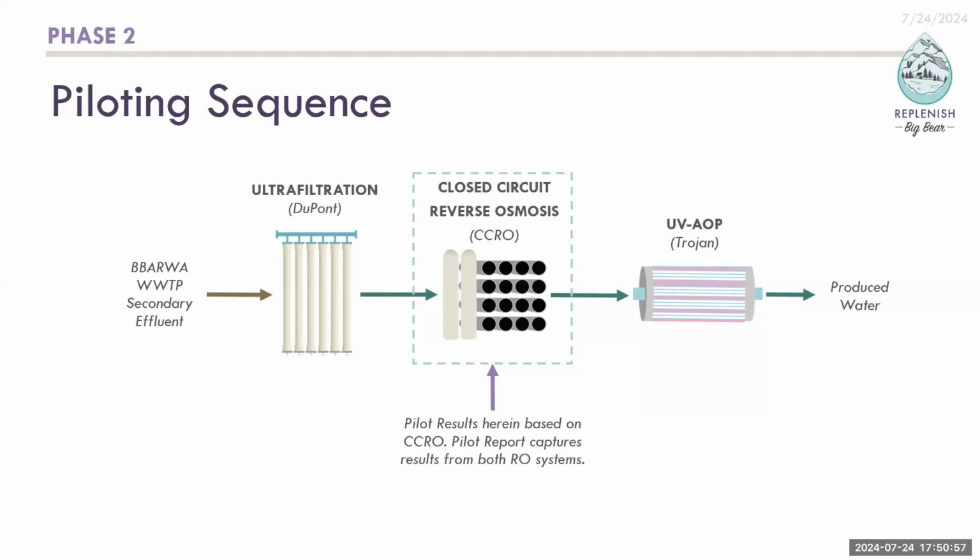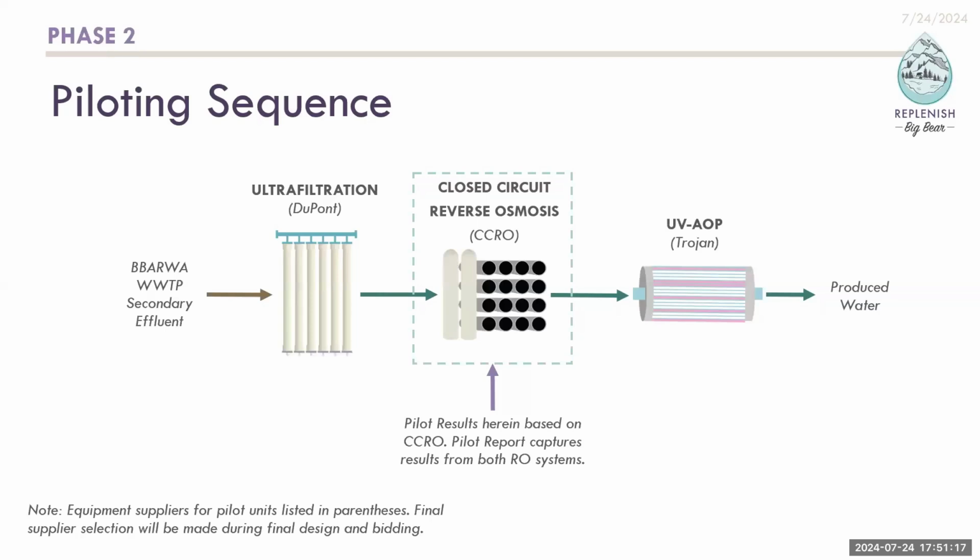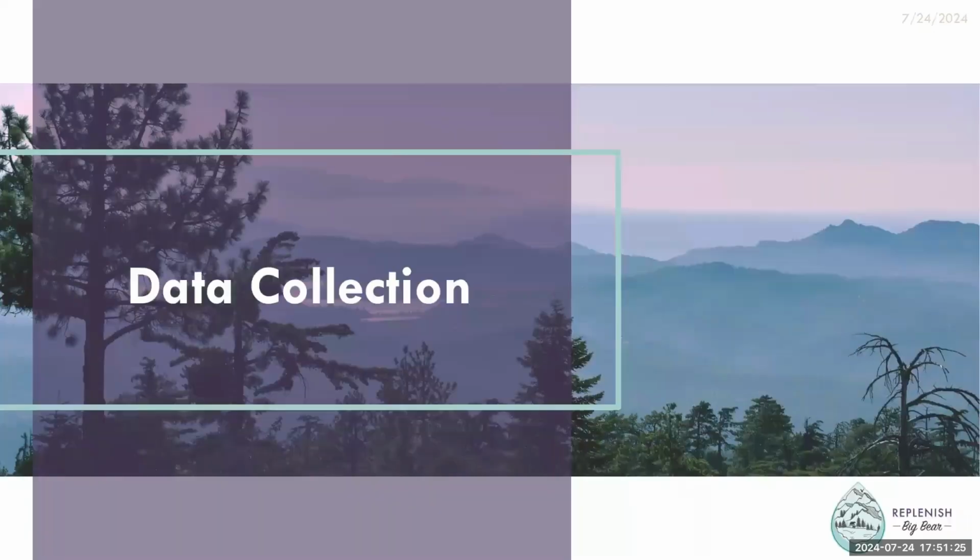So a reminder of that first slide with the results. This phase 2 is where those results are pulled from for the CCRO system, which performed better than the IDE GFRO system for the piloting phases. And then again, what's noted in parentheses there are just the equipment suppliers used for piloting, not necessarily the ones we'd select for the full-scale system.